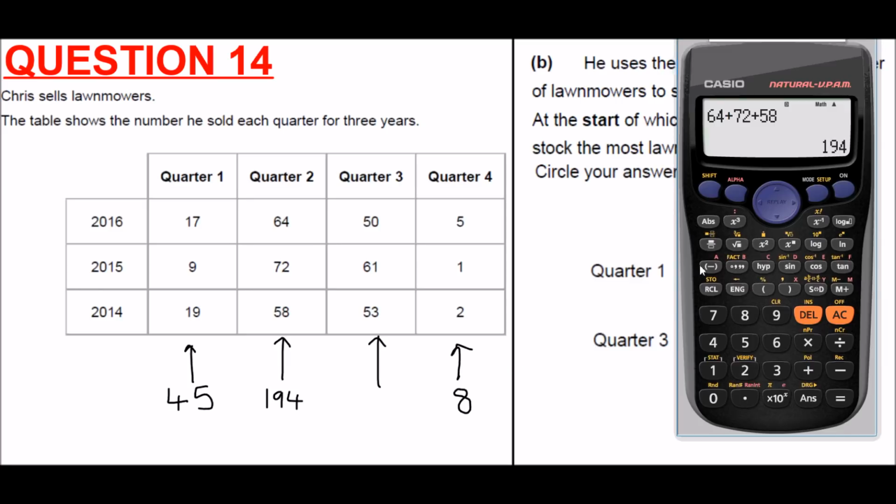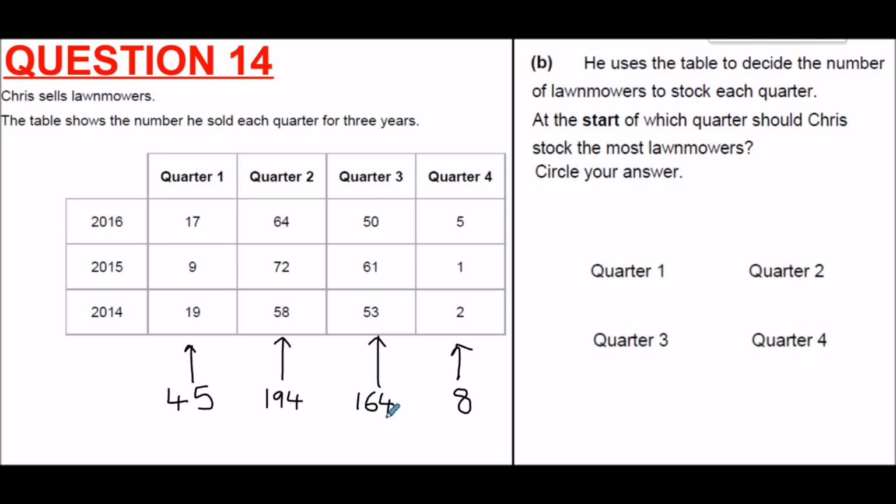And for the third quarter, 50 plus 61 plus 53, 164. Also, if you have a look at it, for each year, the second quarter is always the busiest. So in terms of stocking lawnmowers, stock means buying them in ready to sell. You should be most prepared for having a busiest quarter in quarter 2. Because from this table, the evidence points towards quarter 2 being the quarter which has more demand for lawnmowers. So he needs to stock up ready for quarter 2 more than any other.